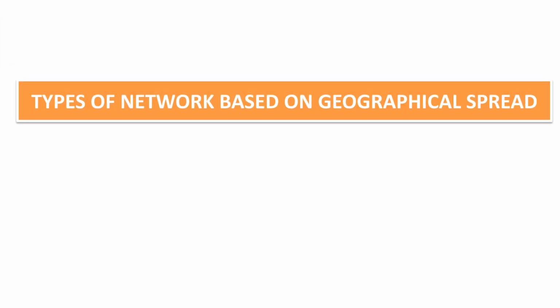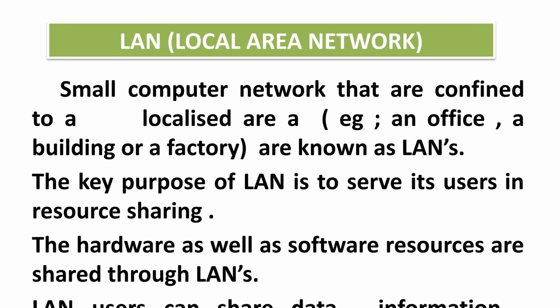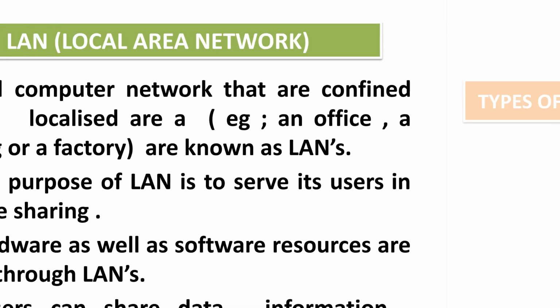We will now categorize networks based on their geographical reach, starting with the local area network, or LAN. A LAN is a small computer network confined to a localized area, such as an office, building, or factory. Its primary purpose is resource sharing, allowing users to efficiently share data, information, programs, and hardware like printers or modems.